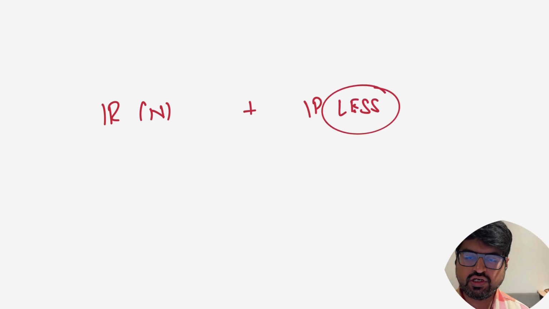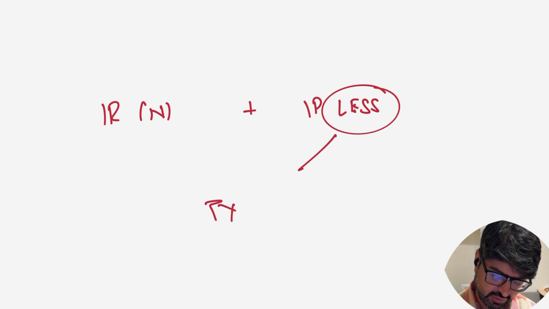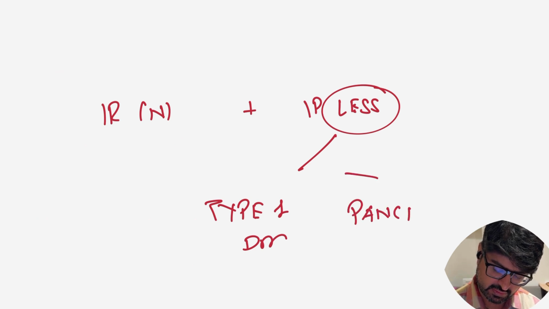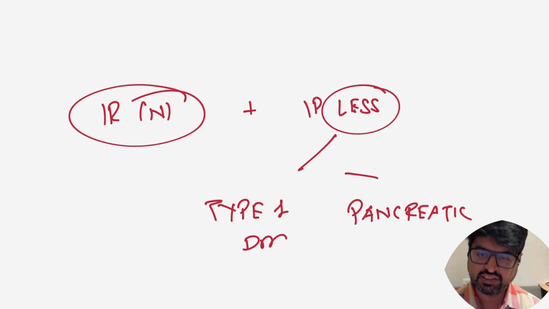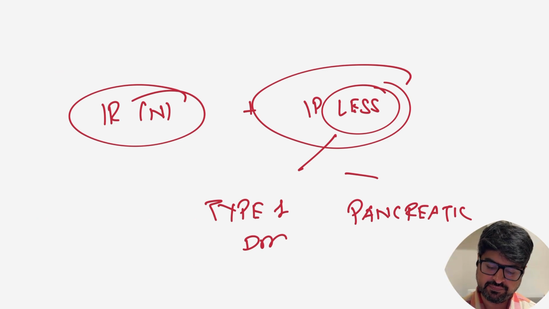Okay, insulin production is very less. This type of situation happens very commonly in what we know as type 1 diabetes. It also happens in pancreatic diabetes, right? In both these conditions, in some cases there is a little bit of insulin resistance, but more or less the main defect is insulin production and not insulin resistance. So this type of situation happens in type 1 and pancreatic diabetes.